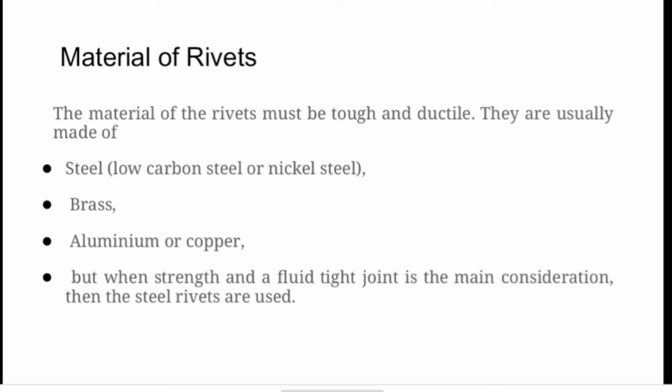So these are the materials which are used in rivets. Normally steel, low carbon steel or nickel steel, brass, aluminum or copper. These are the materials. But when strength and fluid tight joints are the main consideration, then steel rivets are used. So these are the materials of rivets.